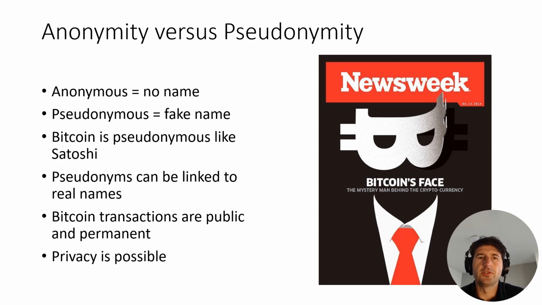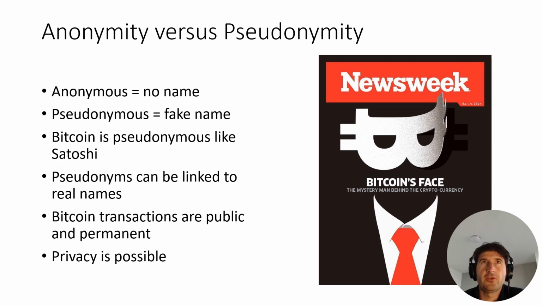Anonymity versus pseudonymity. Anonymous means there isn't a name, but pseudonymous means it's a fake name or alias. So Bitcoin is pseudonymous just like Satoshi was. We know the name, Satoshi, but we don't necessarily have it linked to a real-world identity. It's only linked to the other writings of Satoshi.